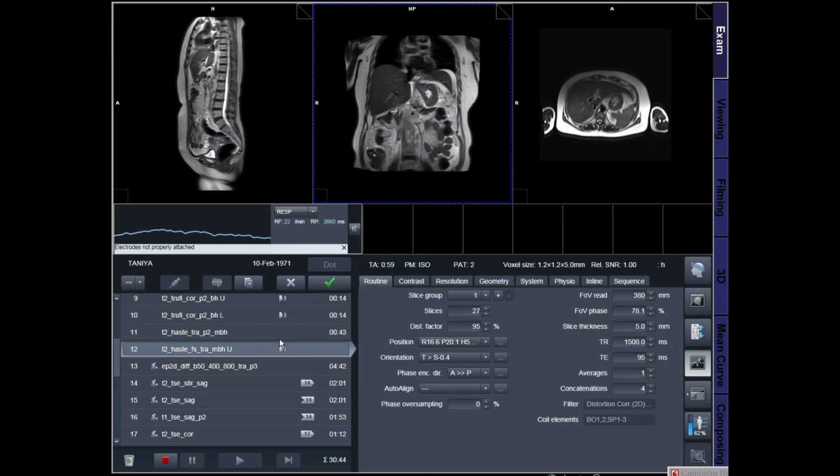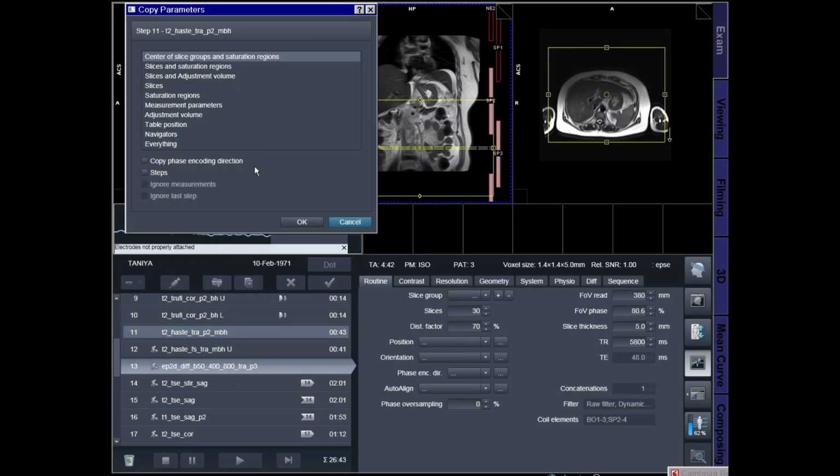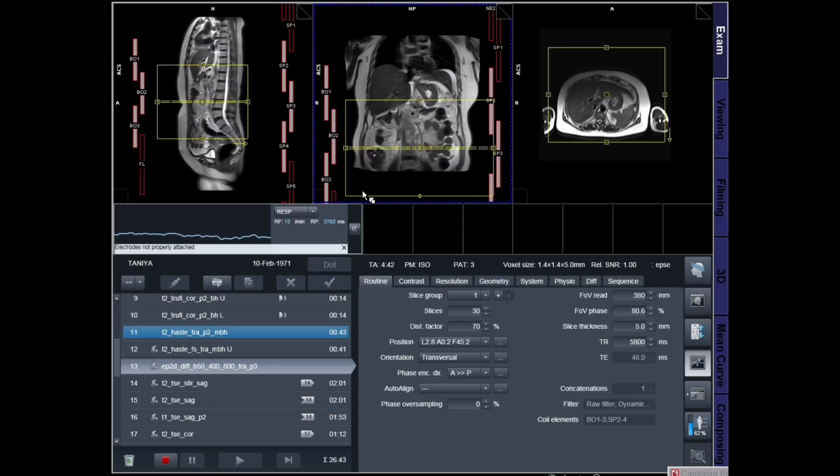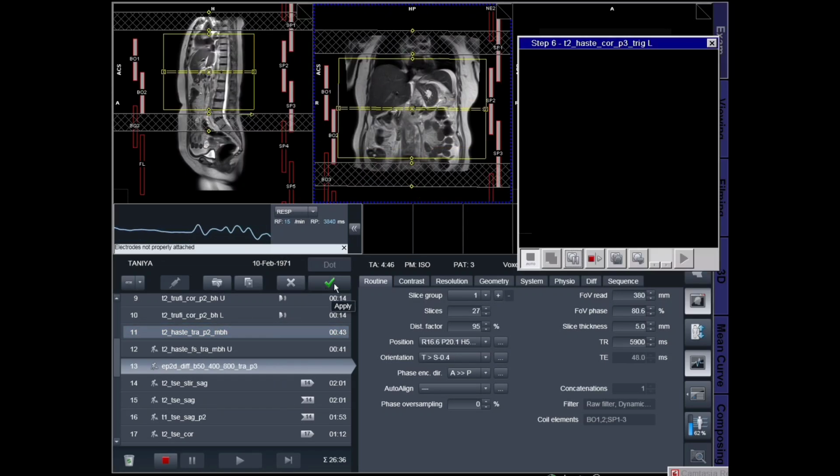Diffusion-weighted imaging. Diffusion-weighted imaging plays a significant role in tumor detection and malignancy assessment. Multiple B values such as B0, B400, and B800 are commonly used. Malignant lesions often demonstrate restricted diffusion.